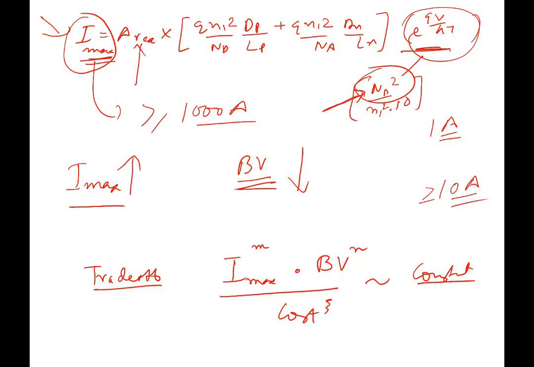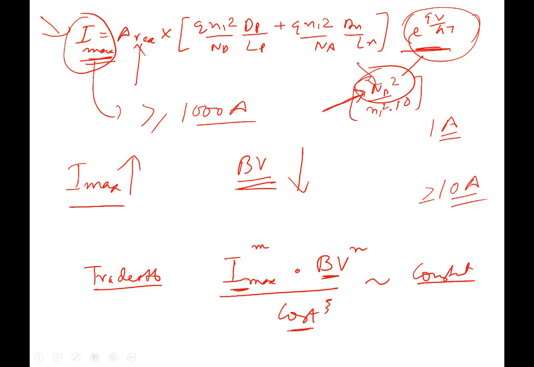Why? Because how will you increase the Imax? You will touch ND and the breakdown voltage will go down. If you don't touch breakdown voltage and you try to increase Imax, then the area has to increase and the price that you have to pay is cost. So you're seeing in the design of the PN junction, there is this fundamental trade-off: Imax, breakdown voltage, and cost.